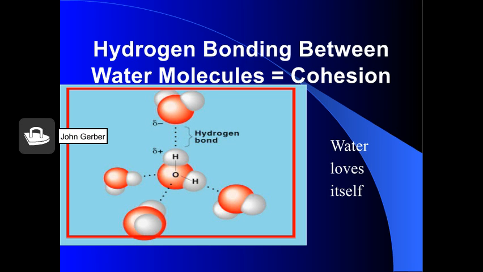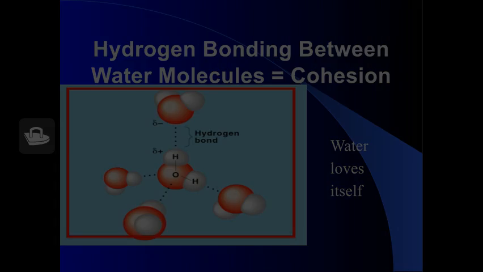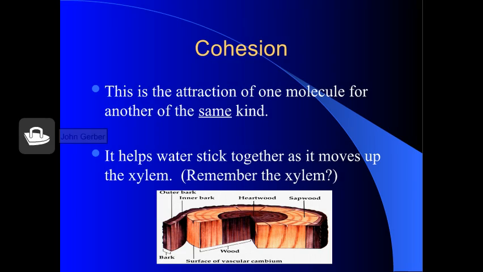And remember, this creates a hydrogen bond. Water loves water. This attribute of water is called cohesion. Water sticks to water. Cohesion, or the attraction of one molecule for another molecule of the same kind, helps water to stick together as it moves up the xylem.